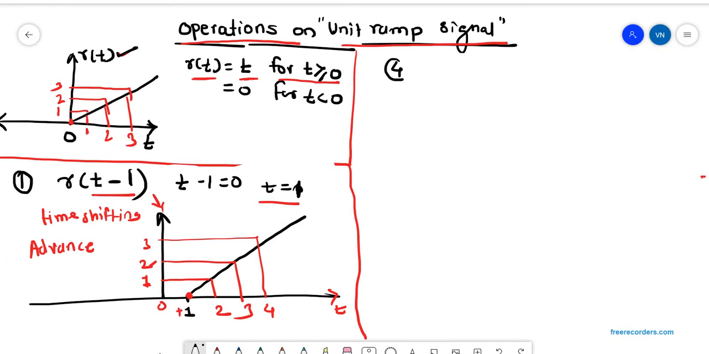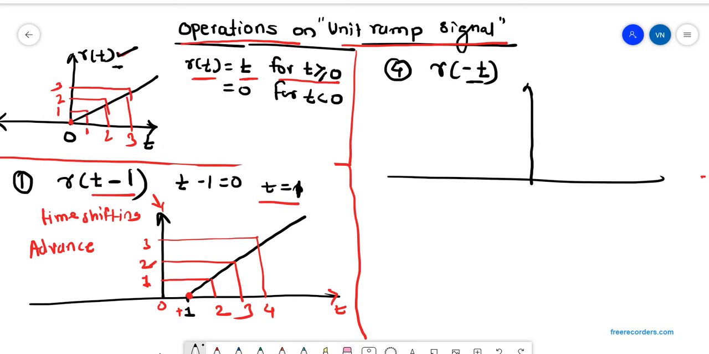Suppose I take an example like r of minus t. If you compare with the original signal, this is r of t and this is r of minus t, which means you just have to reverse that signal. Reverse that signal means what? Just write a mirror image. Whatever the amplitude for 0, whatever the amplitude for 1, that amplitude will be the same for minus 1. So just simply write a mirror image, because minus t is nothing but the mirror image.